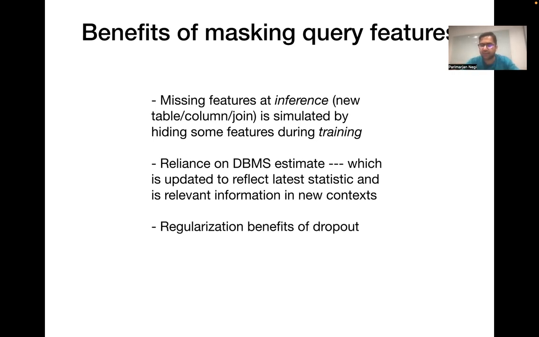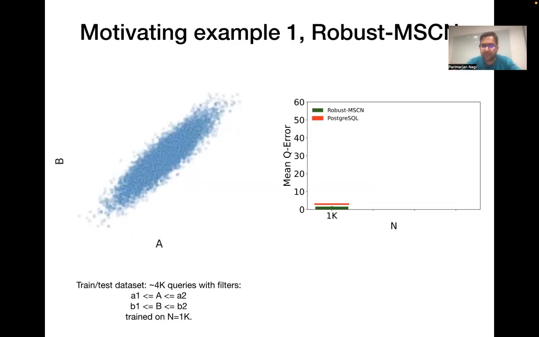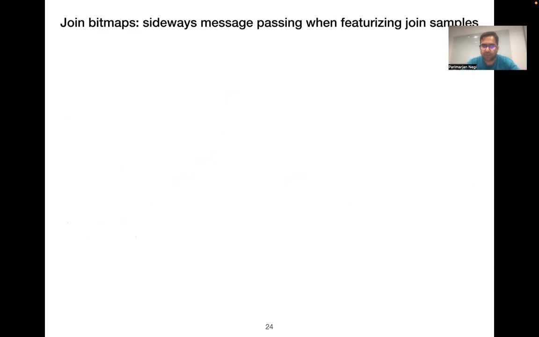Finally, there are some regularization benefits always associated with dropout, but only doing dropout is not enough, as we will show in ablation studies. And so, for example, in the same model now, the robust Messian model does a lot better and consistently improves over Postgres. So that was one contribution.